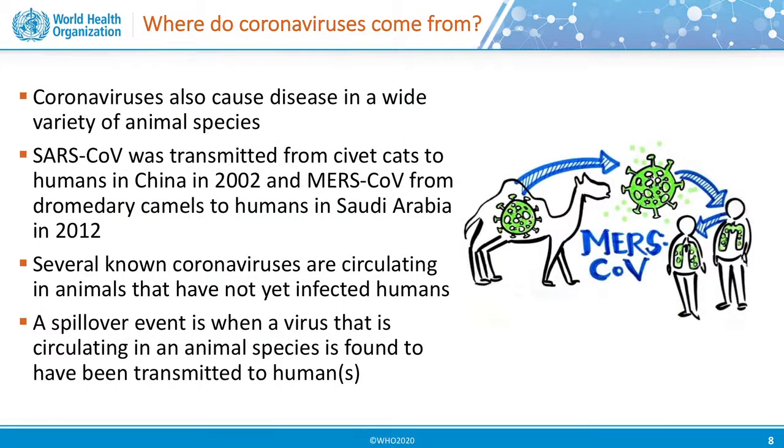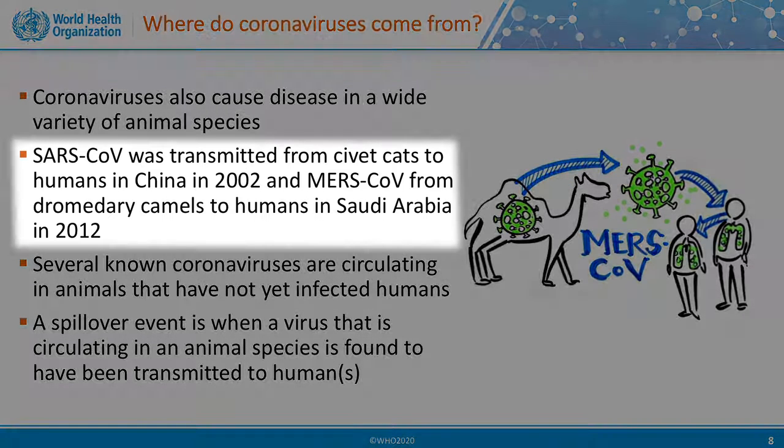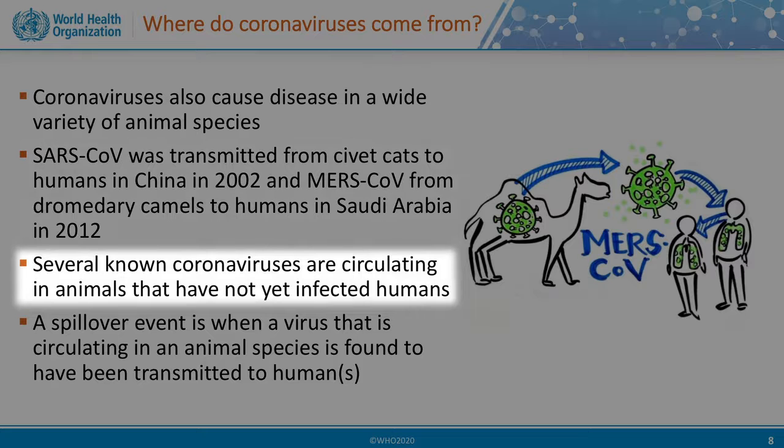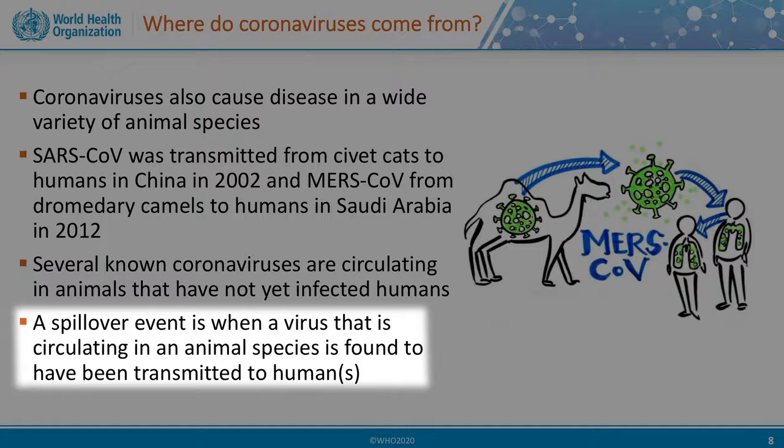Where do coronaviruses come from? SARS coronavirus was transmitted from civet cats to humans in China in 2002, and MERS coronavirus was transmitted from dromedary camels to humans in Saudi Arabia in 2012. There are several known coronaviruses that are circulating in animals that have not yet infected humans. When a virus jumps from animals to humans, we call that a spillover event, meaning that the virus can be transmitted from animals to humans.